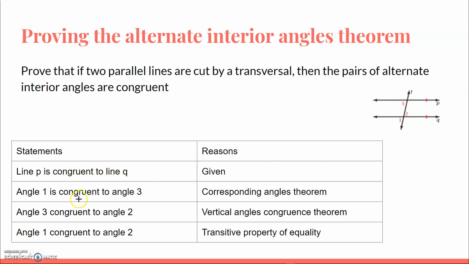But I'm going to go over this one more time. Angle 1 is congruent to angle 3 because they're corresponding angles. Angle 3 is congruent to angle 2. That's the vertical angles congruence theorem. And then you're just using the transitive property of equality.